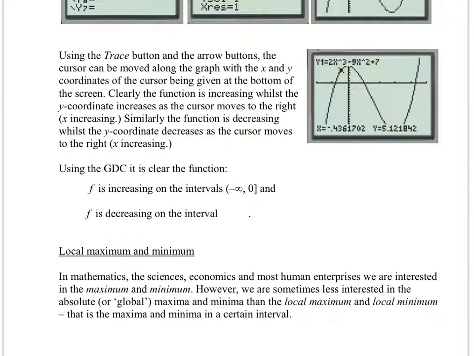So the interval in which it's decreasing is from 0 across to 3. And then it increases again from 3 onwards, so we can say then that another interval that it increases on is from 3 up to infinity, right? From 3 up to infinity.